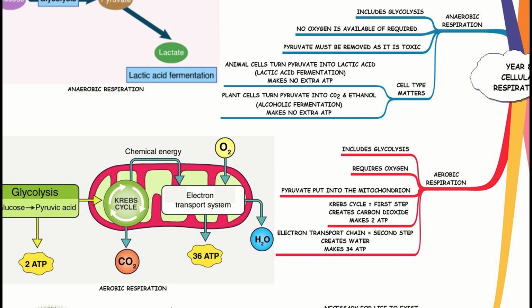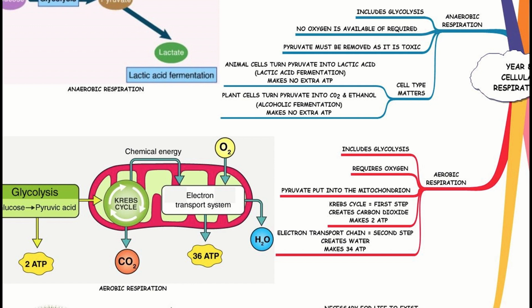If no oxygen is available, then the pyruvate stays in the cytoplasm, but the pyruvate must be removed because it is toxic to the cell. Animal cells turn the pyruvate into lactic acid and make no extra ATP. We call this lactic acid fermentation. And in plant cells, the pyruvate is turned into carbon dioxide and ethanol, which is what we call alcohol. So it's called alcoholic fermentation, and again, it makes no extra ATP.